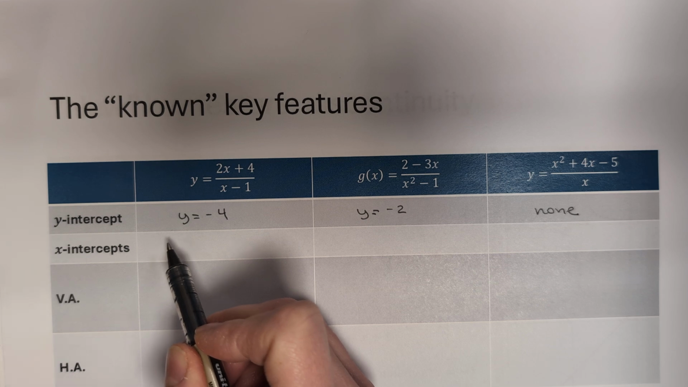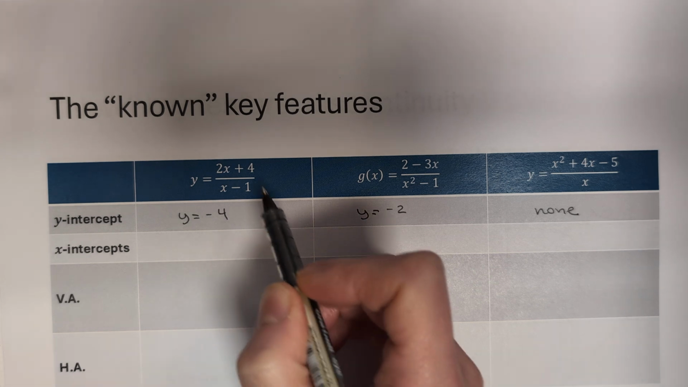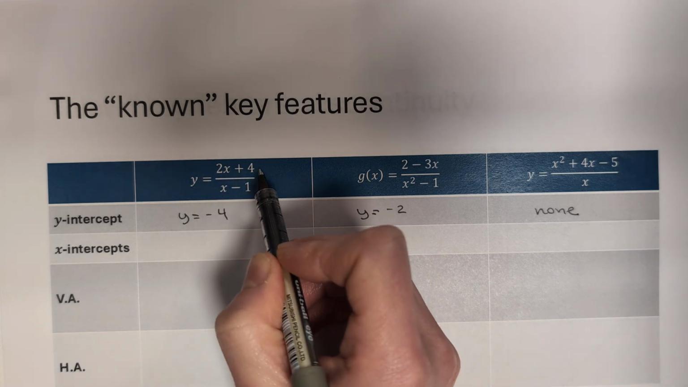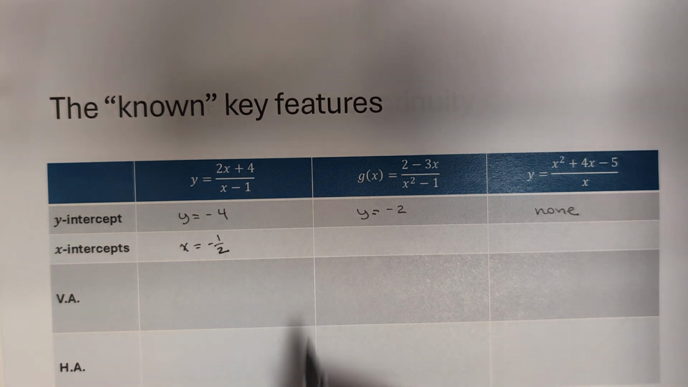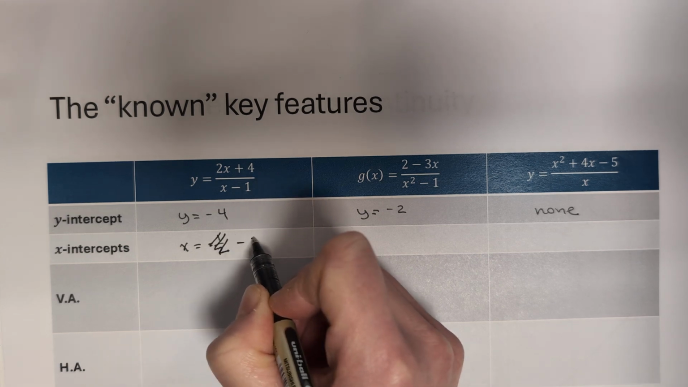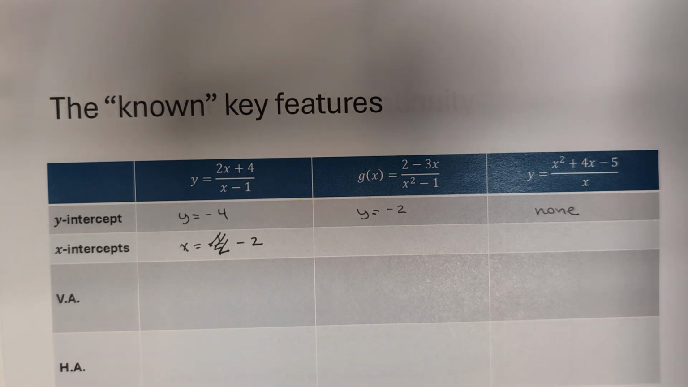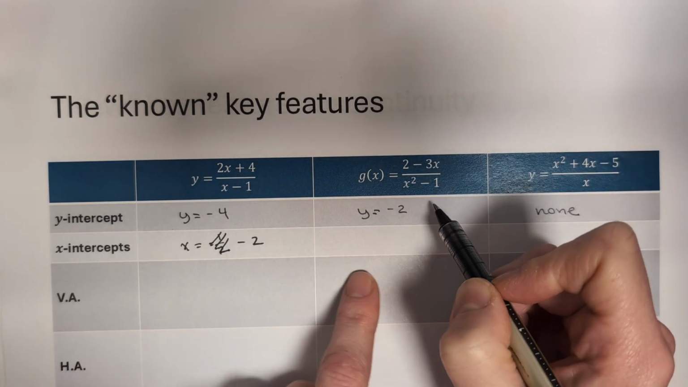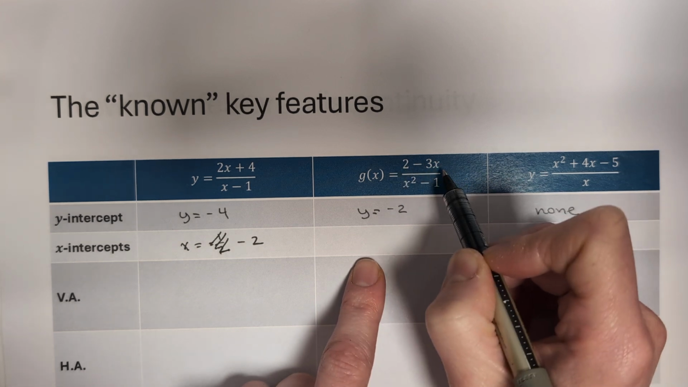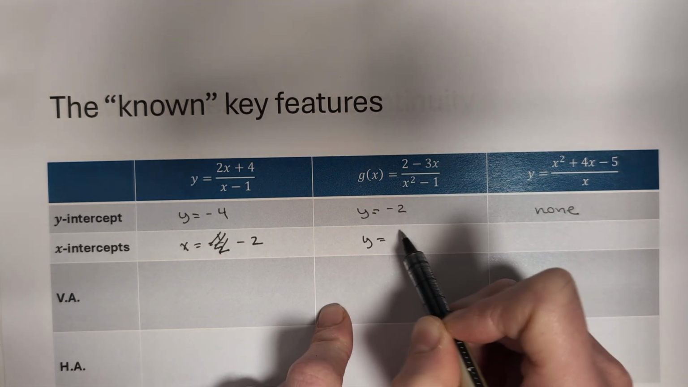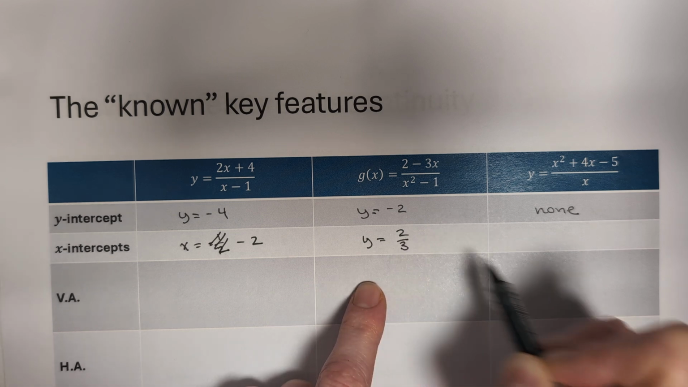X-intercepts is where the numerator equals 0. So when does this equal 0? 0 equals this, subtract 4, divide by 2, at x equals negative a half. Excuse me, negative 2. Okay, if we put in this equals 0 here, we're going to subtract 2 and divide by negative 3. So x equals positive 2/3.